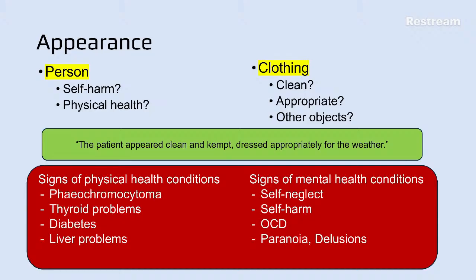I've put down here in the red box some possible signs of physical health conditions. So things like phaeochromocytomas or thyroid problems might result in quite a sweaty, anxious patient. They might be skinny or have a larger body habitus per se. And for signs of mental health conditions, you could have things like self-neglect, self-harm. They could be dressed quite shabbily, or in OCD patients, they might be dressed quite smartly, or be cleaning their hands more often, things like that. Next slide, please.